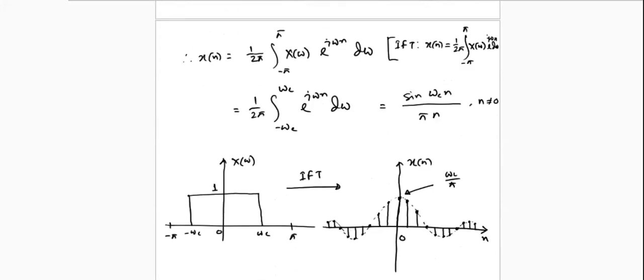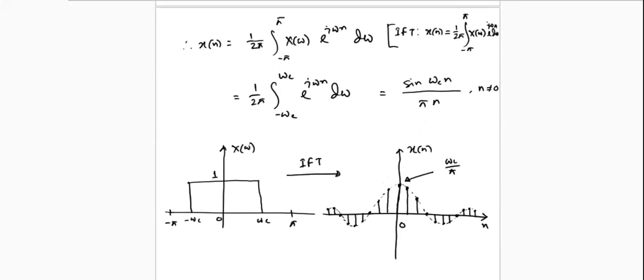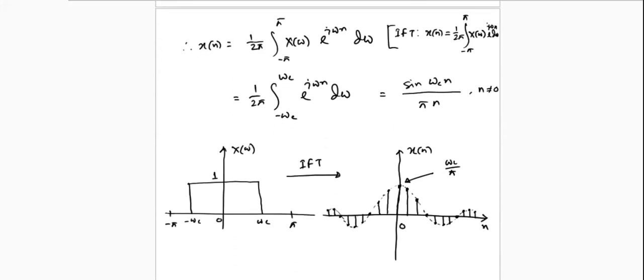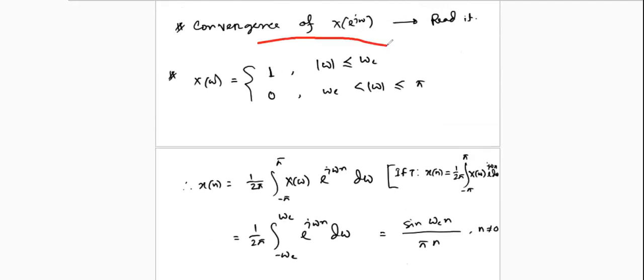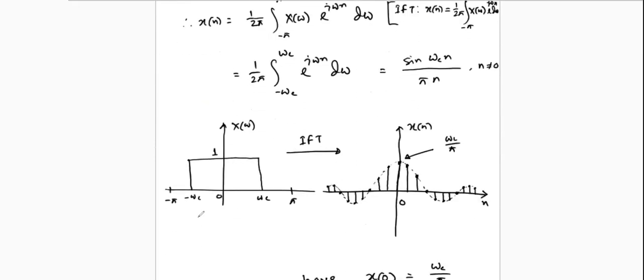So if I show the magnitude response, the magnitude spectrum, as I have already mentioned in this topic, we can draw it, and it looks like this. We have 1 from minus omega c to plus omega c, and afterwards we have 0 from omega c to pi, or minus omega c to minus pi. We are in the frequency domain, the magnitude spectrum.